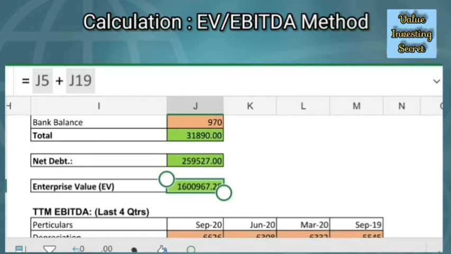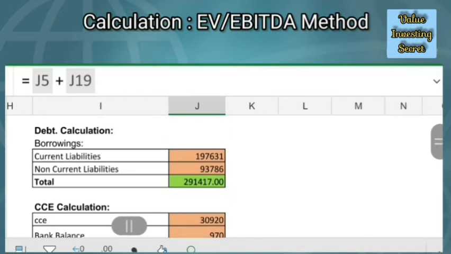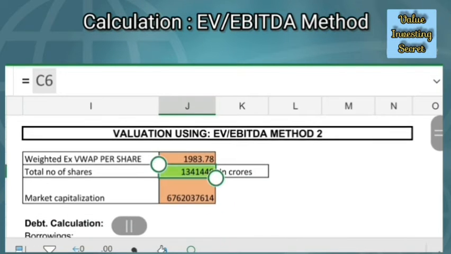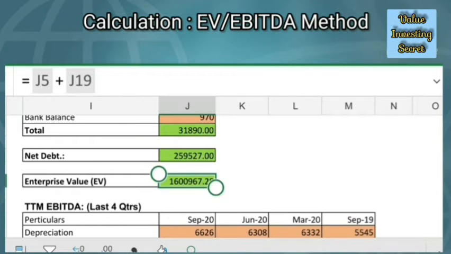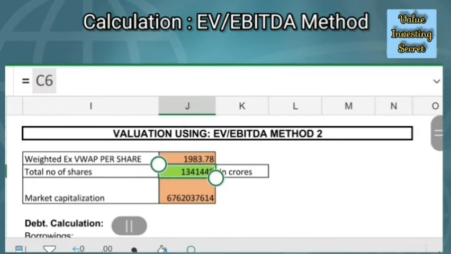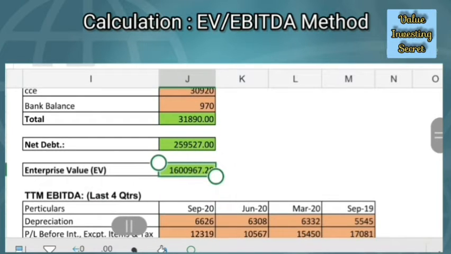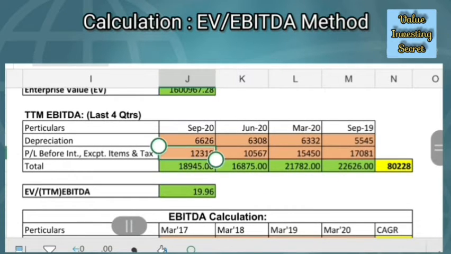Enterprise value will be addition of net debt and market capitalization. Here the net debt is 2,59,000 something, and this is the market cap. Sorry, I have typed total number of shares instead of market cap. So this you have to take as market cap. This is not total number of shares, it is market cap. Then it has to be added with net debt. Then we will get enterprise value, that is 16,967 crores. So this is the market cap.